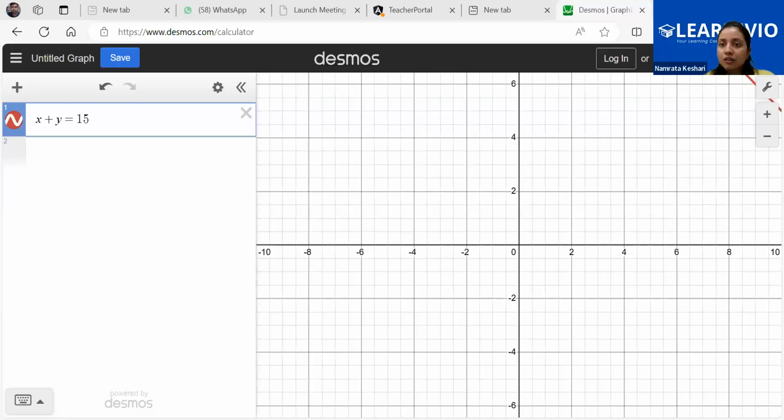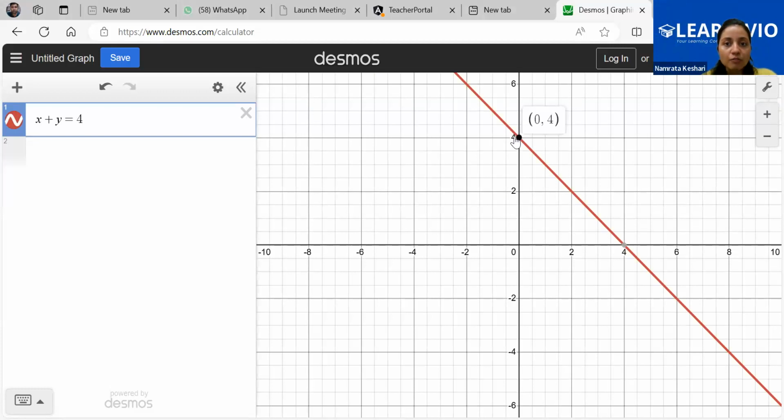If we have x plus y is equal to 15, and you look at the graph, can you see the graph? x plus y is equal to 15. Okay, this is a big value, that's why the graph has just gone that side. If I take x plus y is equal to, let's say, 4, can you see the graph? Yes, ma'am. How many solutions are there? Now I will scroll to 0, 4. Can you see the solution?